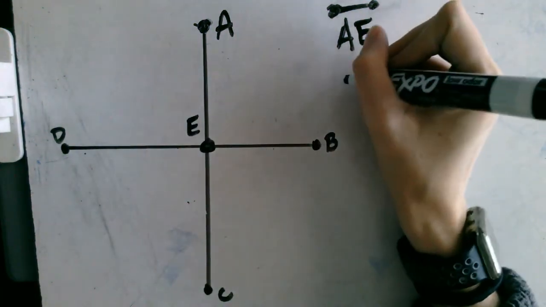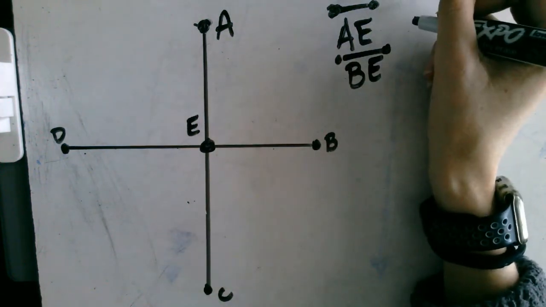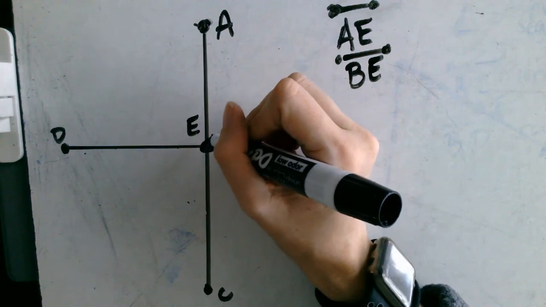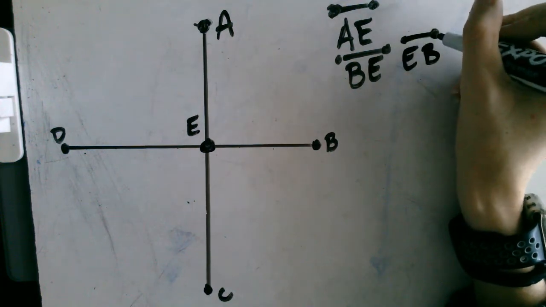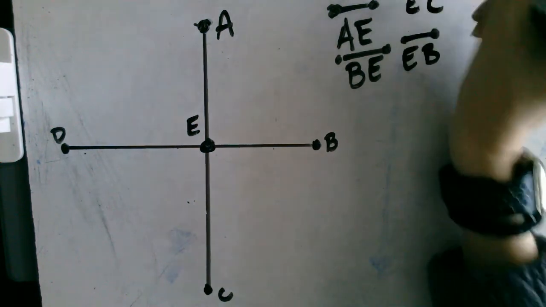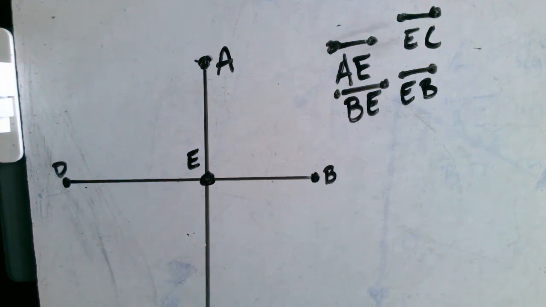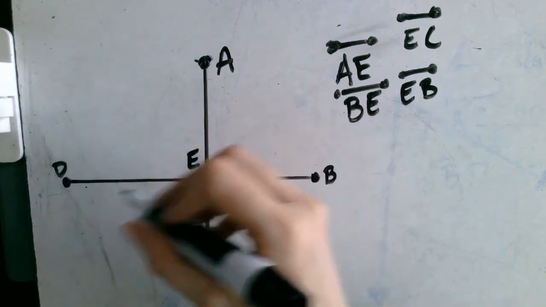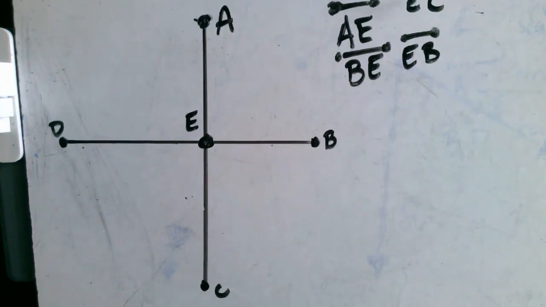We have B and E, and that's another line segment, so we put the two dots over it. You can go backwards then, E to B. We also have E to C. Are there more that you guys can come up with as a class? There are more line segments that we can find in this picture, including D to E, E to D. You can flip these around as well so that you can see all of the different line segments.